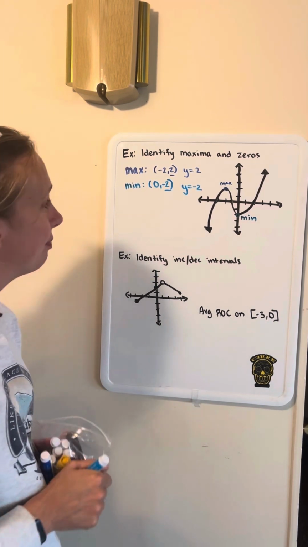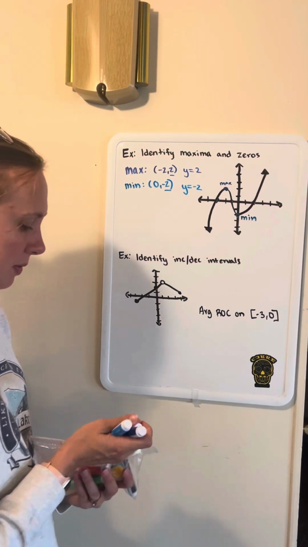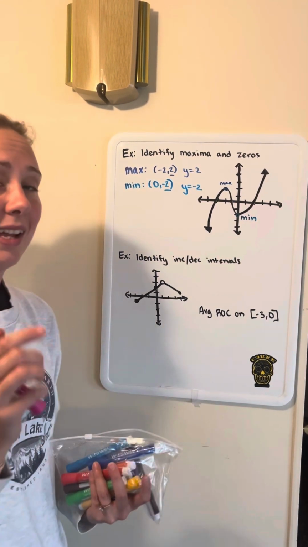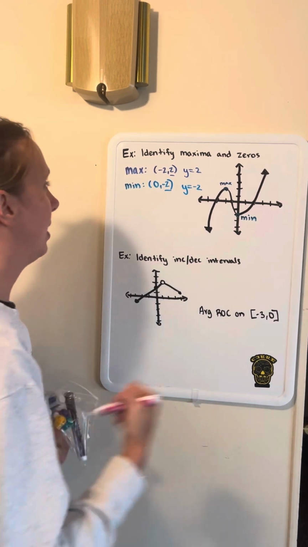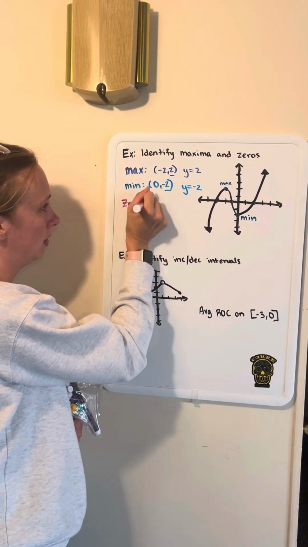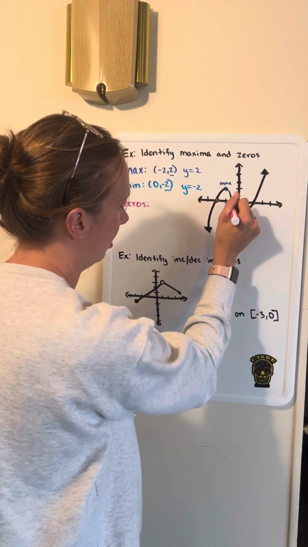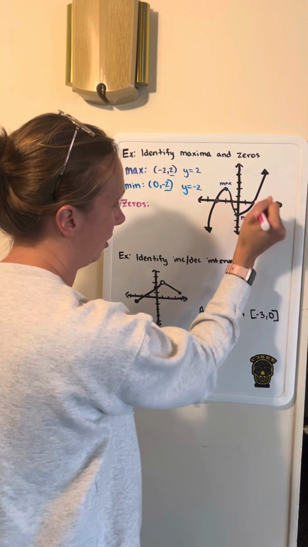Got my marker on my shirt. The last thing, and this is a new vocab word, is the zeros. Now zeros are where it crosses the x-axis. So these are x-intercepts. So when I'm looking at identifying my zeros, where does it cross the x-axis? Well, it crosses here, here, and here.